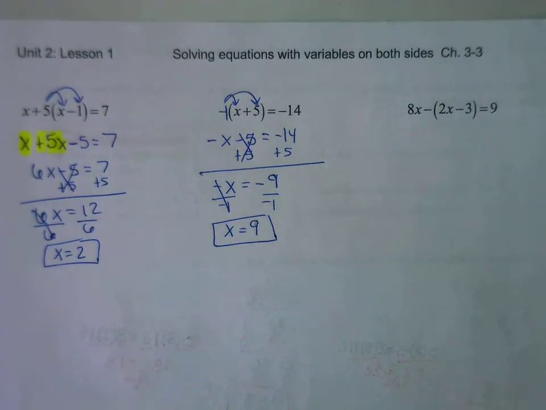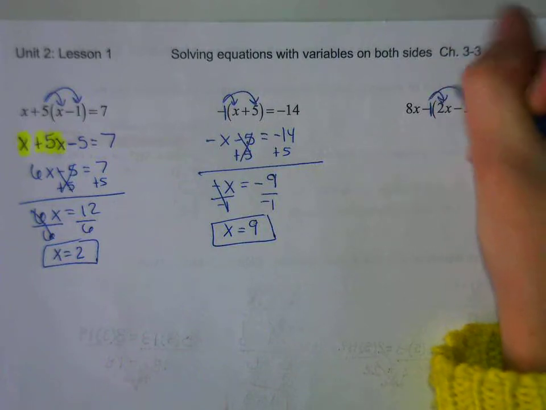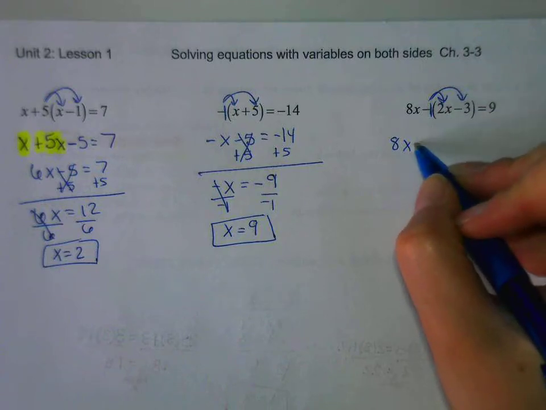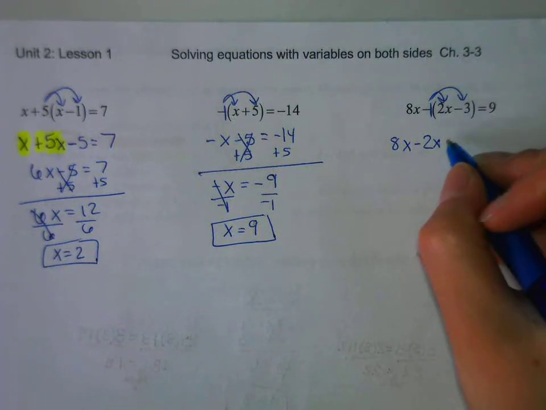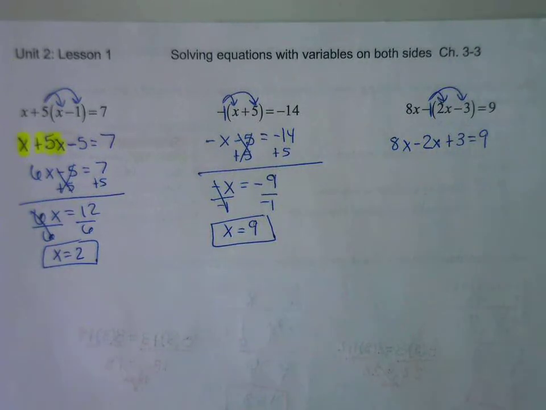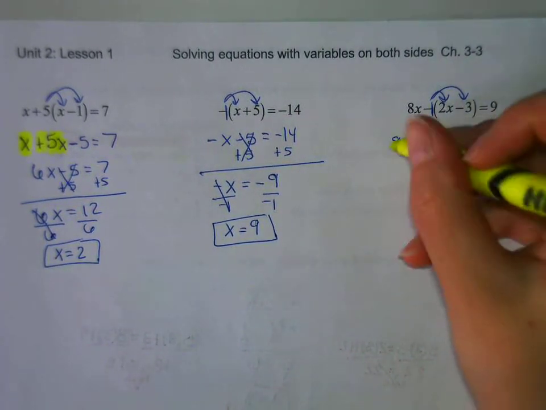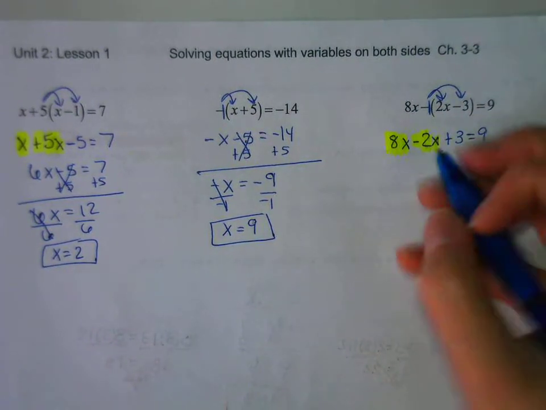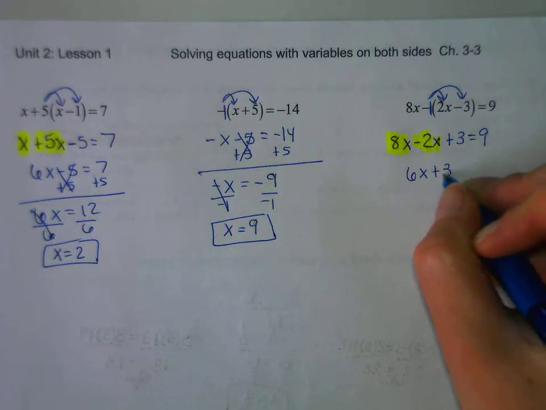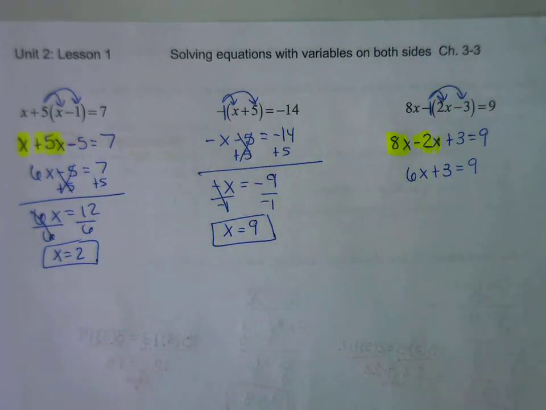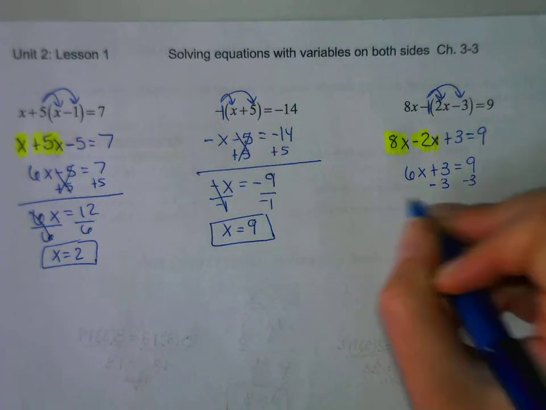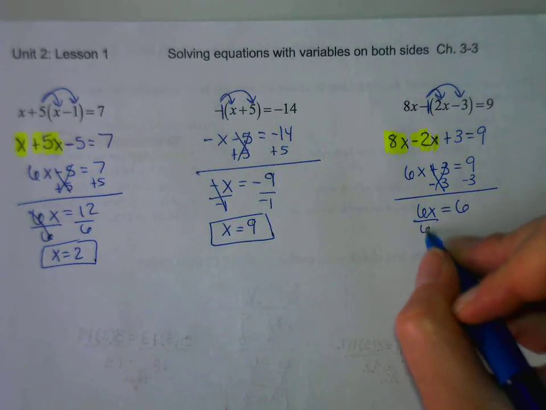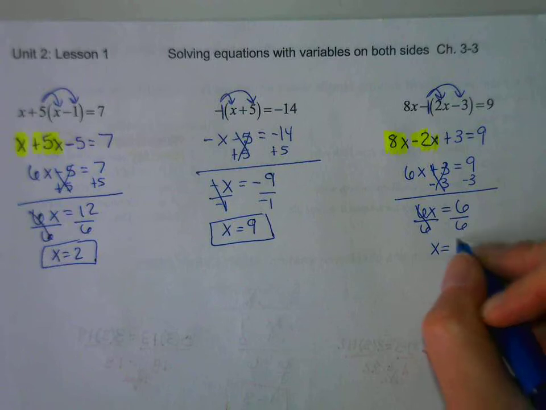Last problem, we are distributing a -1 to the 2x and the -3. So that means we're left with 8x. -1 times 2x is -2x. -1 times -3 is a +3. And that equals 9. I do have like terms on my left-hand side. I have an 8x and a -2x. So when I combine those two together, I'm left with 6x plus 3 equals 9. So I'm going to subtract 3 from both sides because now I'm down to a two-step equation. So 6x equals 6. Divide both sides by 6, and x is going to equal 1.